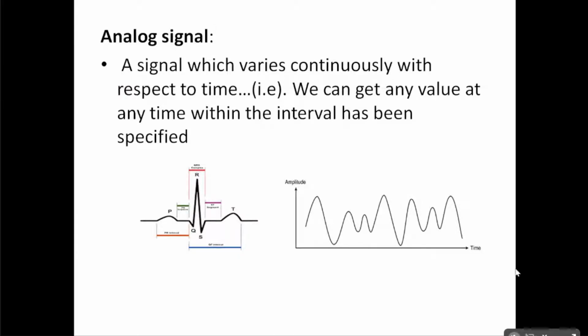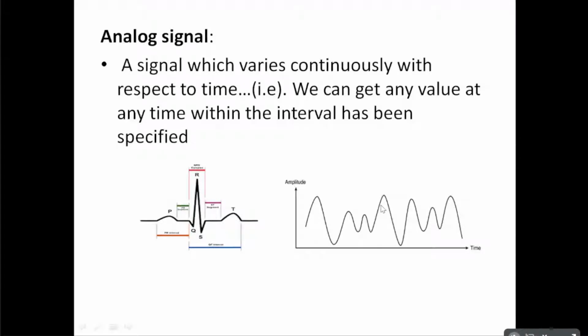For example, see this signal. It is one of the examples of analog signal. We can measure the value at any point. Any point we can measure. So this is called analog signal.